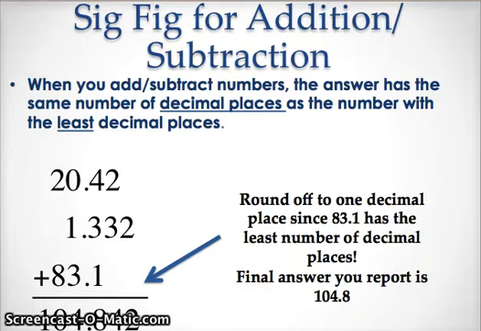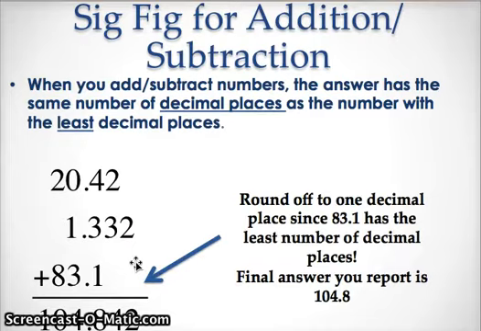So, if you look at the numbers here, 20.42, 1.3, 32, 83.1. When we're adding or subtracting, we don't look at the sig figs of each number. Instead, what we look at is the decimal place. So we want to look for the number with the least number of decimal places. And that number turns out to be 83.1. So notice how 83.1 has one decimal place. This has two. This has three, and this has two. So one is the least decimal place.